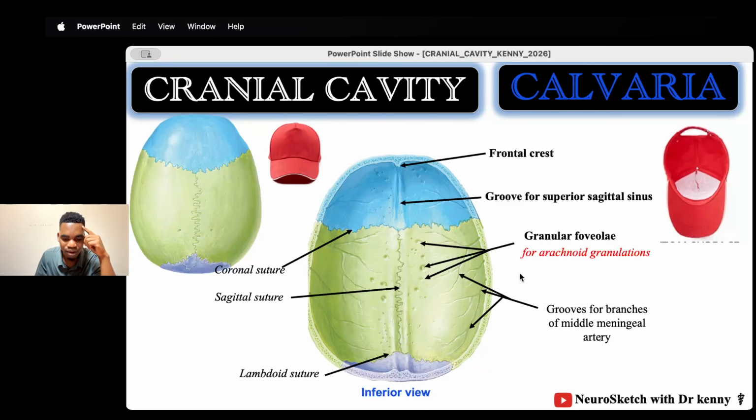But we know in the back of our minds that the skull cap or calvaria has impressions that are occupied by different structures, and one of them is the arachnoid granulation, which forms these prints, called granular foveolae. Yeah, this is the cranial vault, the cap of the cranial cavity. Next is going to be your skull base.